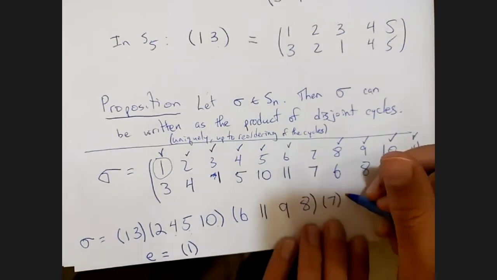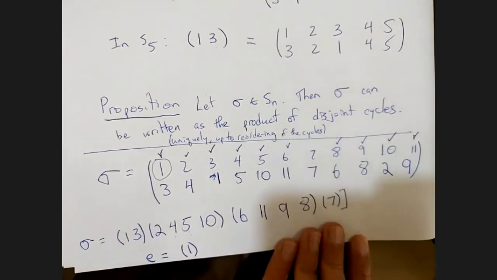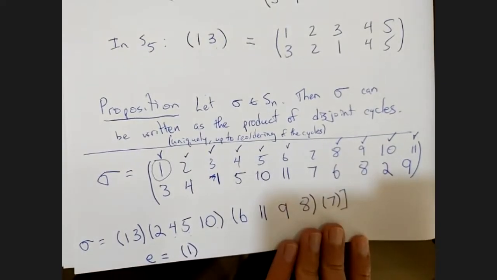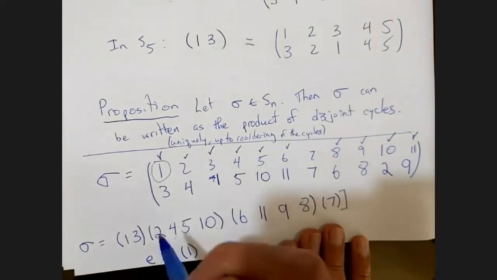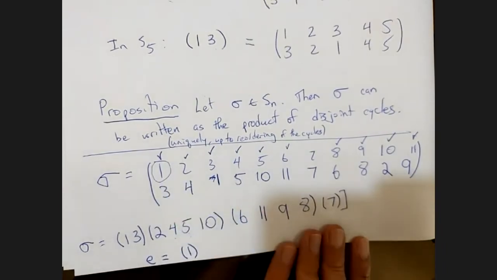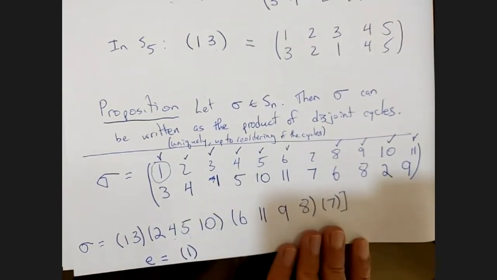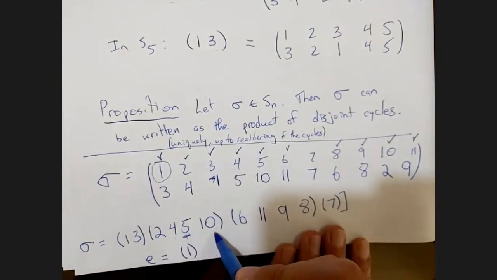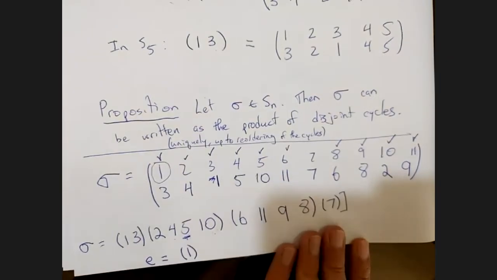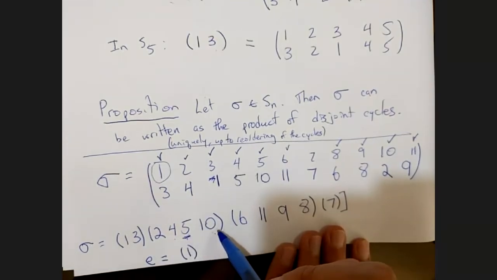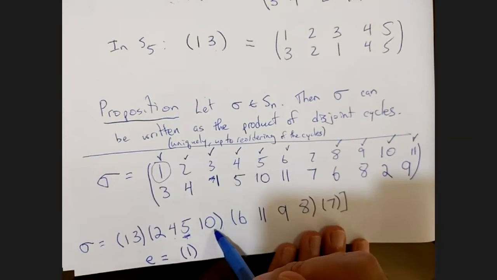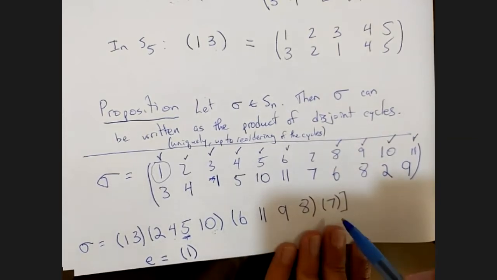Now this encodes completely all the information about what sigma does to the different things from 1 up to 11. If you want to know what sigma of 5 is, you look for 5 in one of these cycles. Here it is, and the next one is 10, so that just means sigma of 5 equals 10. Also notice that if a number is included in one of these cycles, it's not included in any of the other cycles. So very naturally, all the cycles are disjoint.